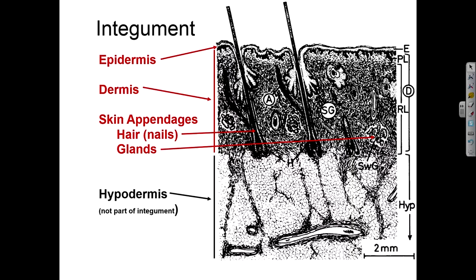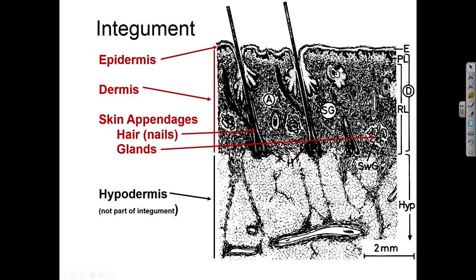So here we have a schematic picture of the integument, which consists of the outermost layer, which is called the epidermis. Beneath the epidermis is the connective tissue layer, which is the dermis, embedded within which we can find various glands and specializations such as hair.